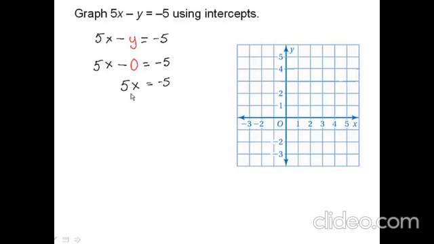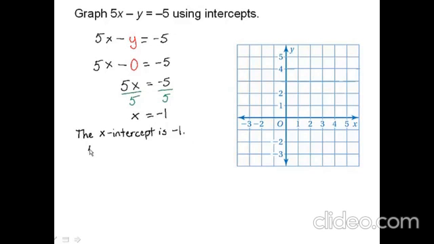To get the variable x by itself, we need to divide each side by 5. 5 divided by 5 is 1 times x, which is x. And negative 5 divided by 5 is negative 1. So the x-intercept is negative 1. Now we need to find the y-intercept. To do this, substitute 0 for x.